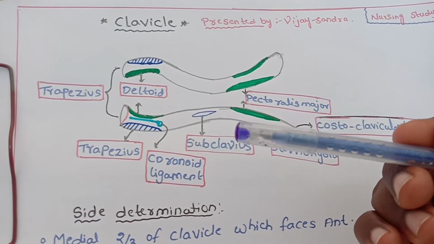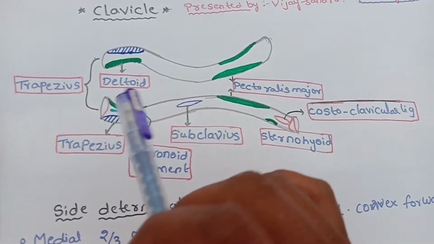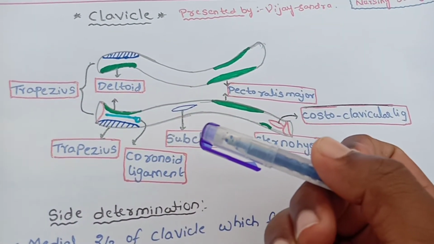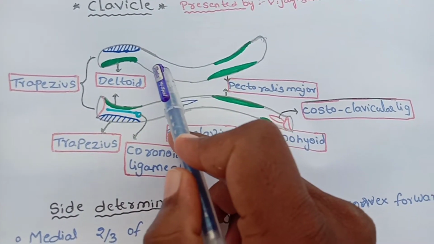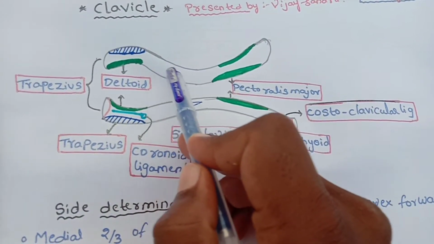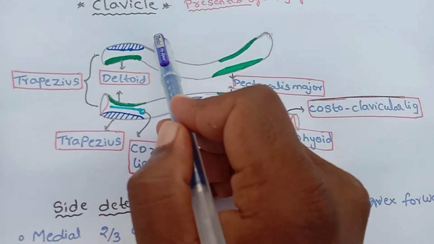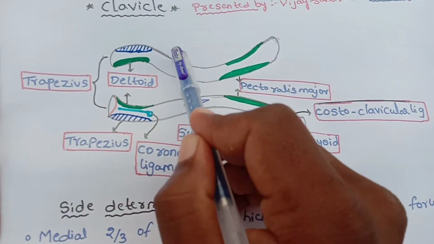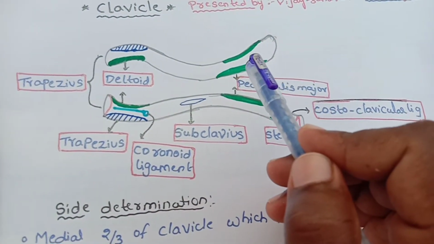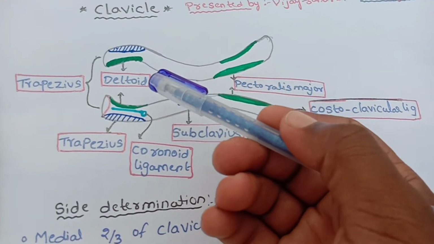The clavicle can be divided into a medial 2/3 part and a lateral 1/3 part. This side is the medial 2/3 part and this is the lateral 1/3 part. So it can be divided into the medial 2/3 part and the lateral 1/3 part.